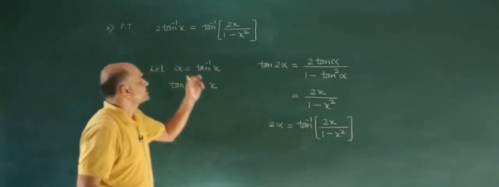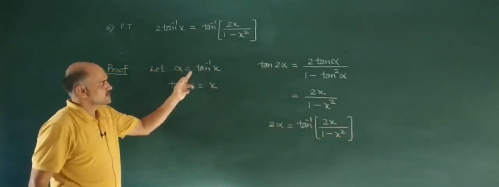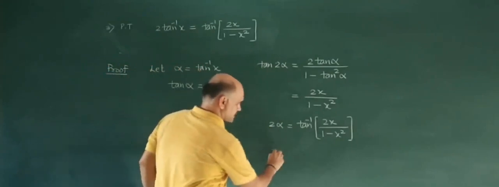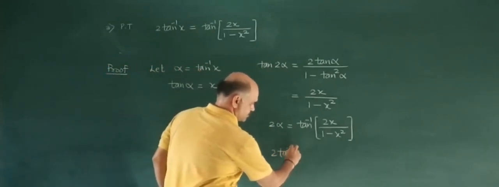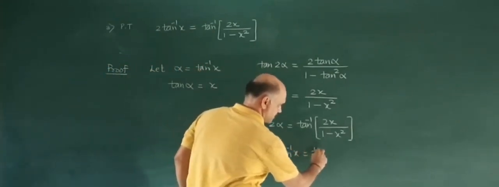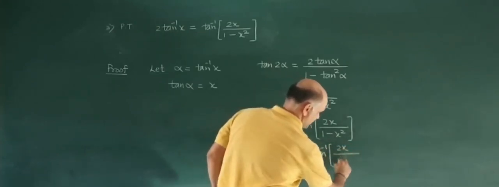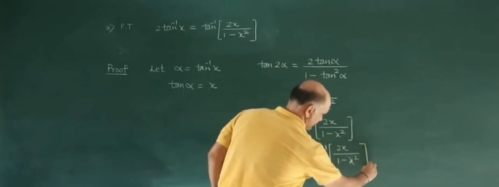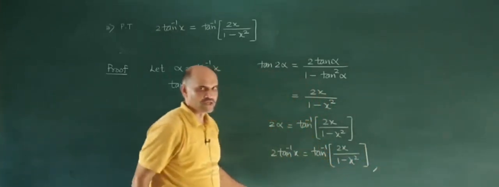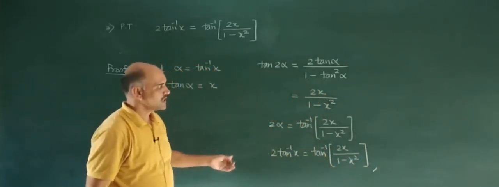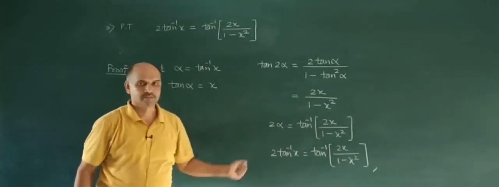Then substitute alpha. So alpha is tan inverse x. So 2 tan inverse x is equal to tan inverse of 2x by 1 minus x square. This is our third formula. So you can note down this formula, then we will solve a few problems on this.